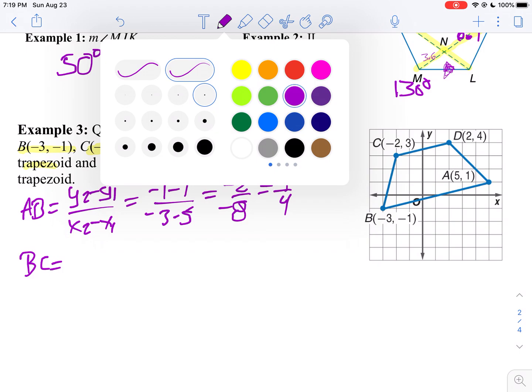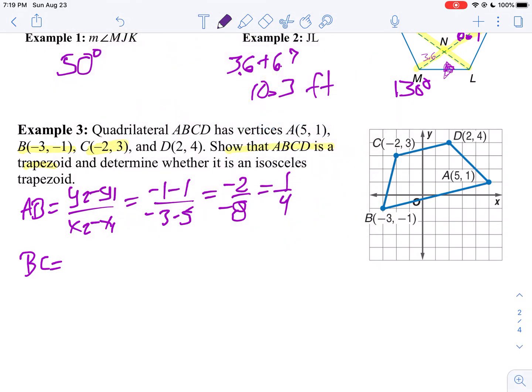And we'll change colors here so you can see the difference. And so we're going to say 3 minus a -1 over -2 minus -3. So 3 minus a -1 is 4. -2 plus 3 is 1. So the slope of B to C is 4.